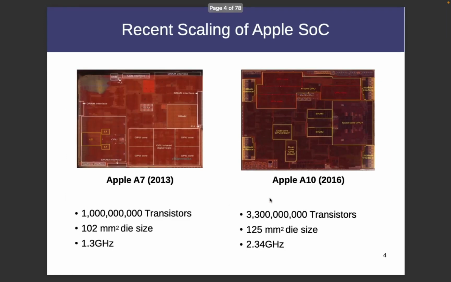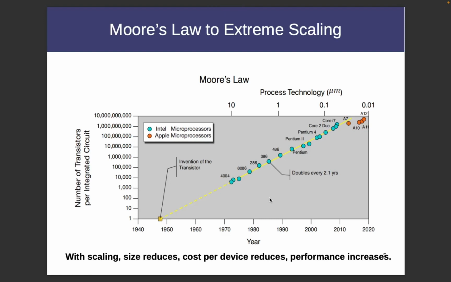For example, Apple's A7 microprocessor, manufactured in 2013, has 1 billion transistors. Subsequently, in other versions like the Apple A10, the number of transistors was 3.3 billion, and it came in 2016. Last year, Apple's A16 Bionic processor had a transistor count of around 16 billion. So with time, transistor scaling is happening, the size reduces, cost per device reduces, and performance increases.